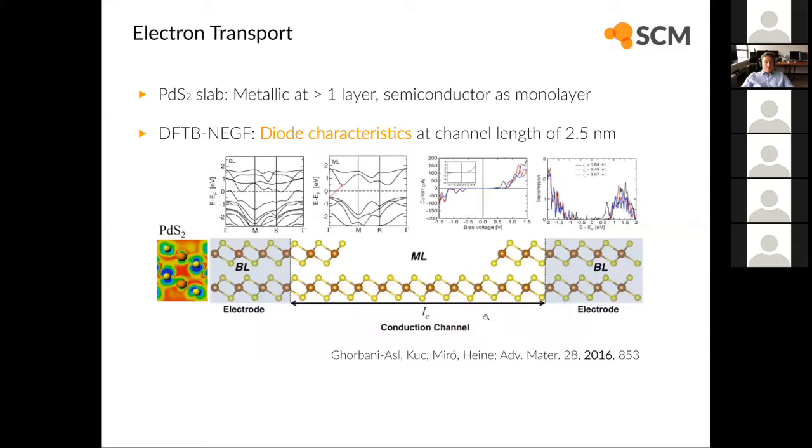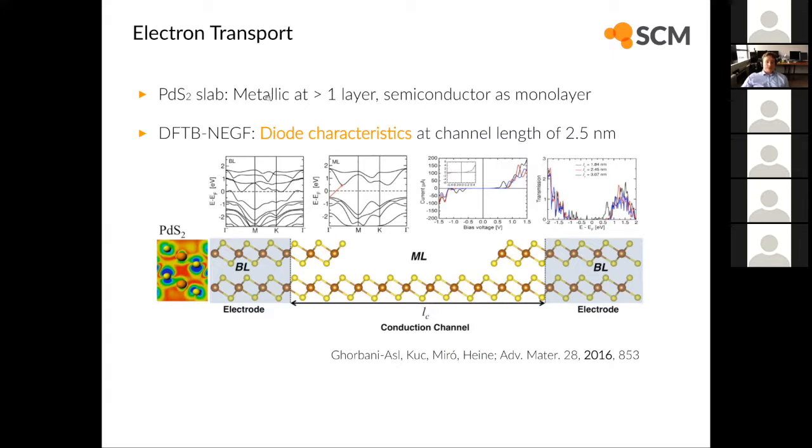An example moves away slightly from actual OLED materials, but is still an electronic device. This was studied by some of our collaborators. They studied a palladium disulfide slab. That's quite an interesting material because it behaves as a metal if there is more than one layer of this 2D material, and when it occurs as a monolayer, it behaves as a semiconductor. So this has been exploited in this study.